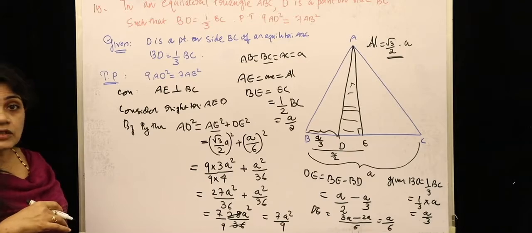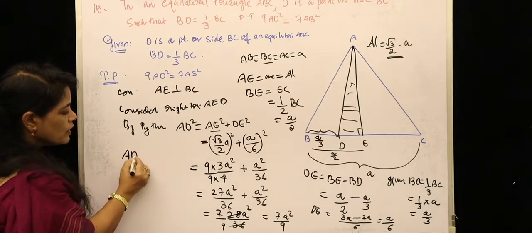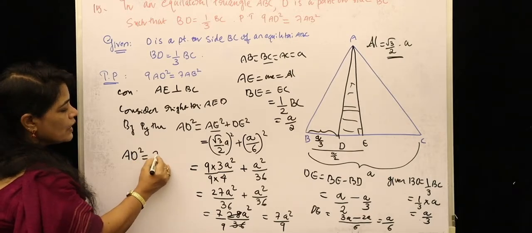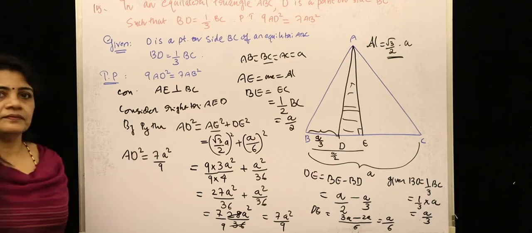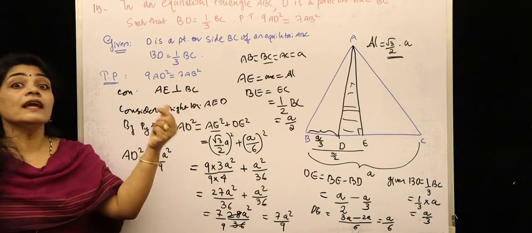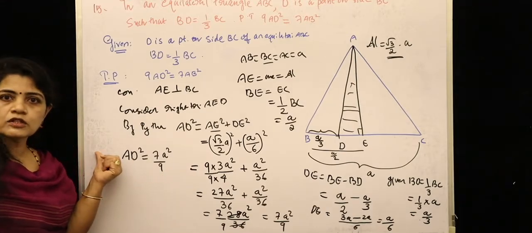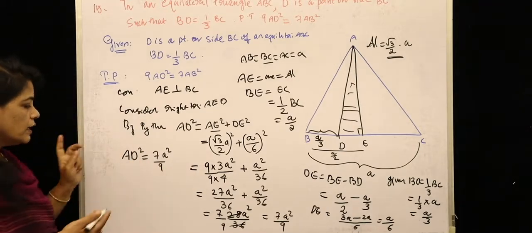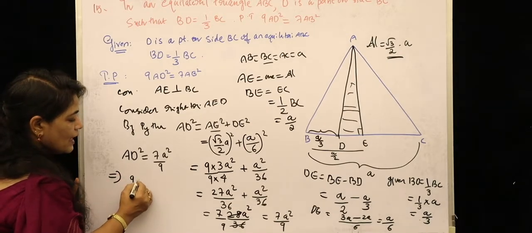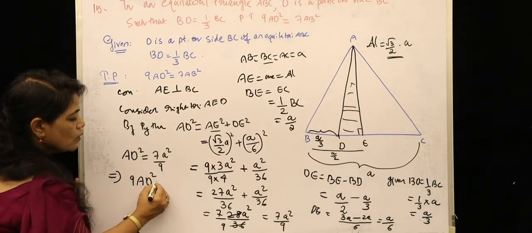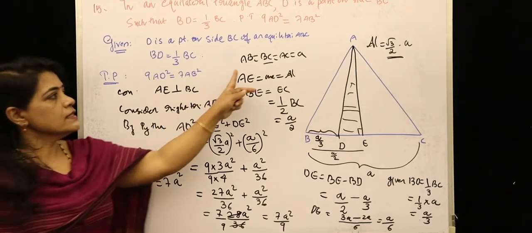What is in the LHS? That is AD square. Now we have AD square equal to 9A square by 9. What we need to prove is 9AD square. So how can that be? Children, if you cross multiply the 9 from the denominator to the LHS, we get 9AD square equal to 7A square.